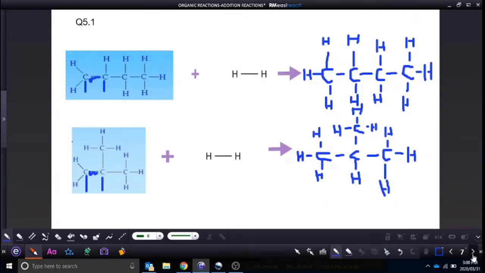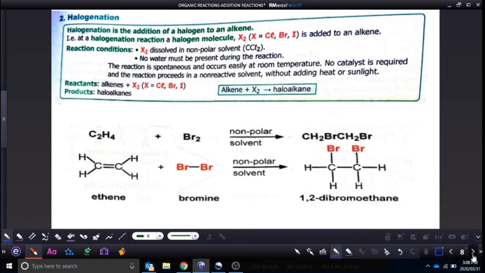So that is hydrogenation. Our next addition reaction is halogenation. Halogenation is the addition of a halogen to an alkene. So we are going to add a halogen, either chlorine, bromine, or iodine, and it's going to react to form again a saturated compound. The reaction conditions, again: the halogen is dissolved in a non-polar solvent, namely CCl4.